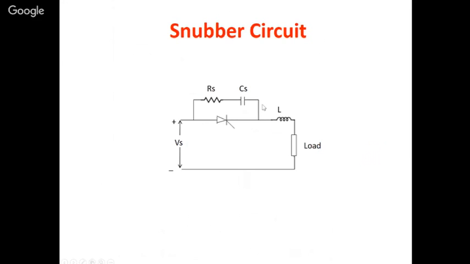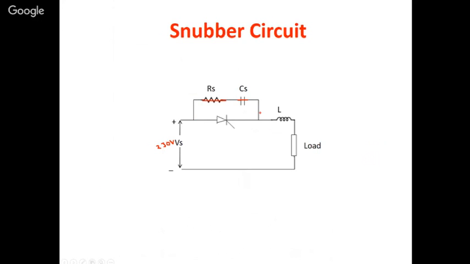This snubber circuit is just used for dV by dt protection. You can see here a capacitor and a resistor are required, in parallel with the thyristor. Initially, just imagine that there is no resistor, I'm just shorting it. Only the capacitor is required for this purpose. Let us assume that you are giving some 230 volts here. When you initially turn on the supply, this is a DC supply, so the capacitor will act like a short.